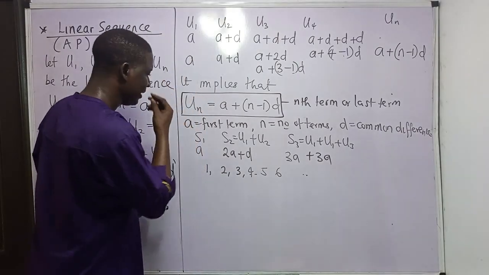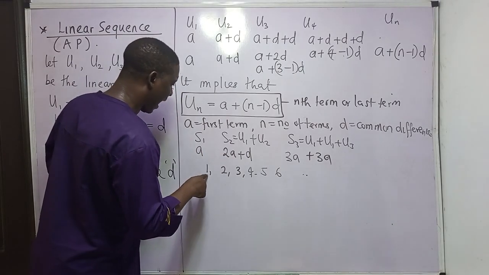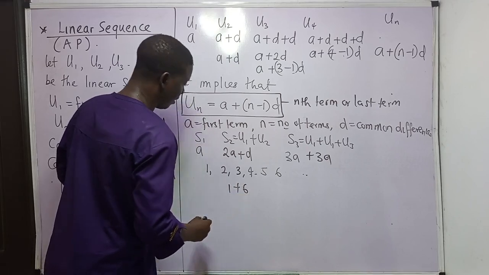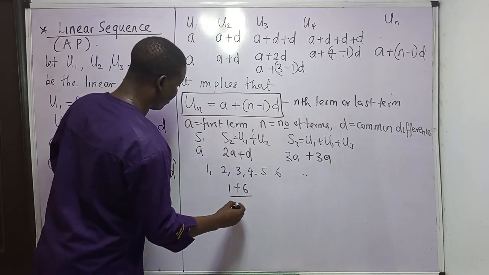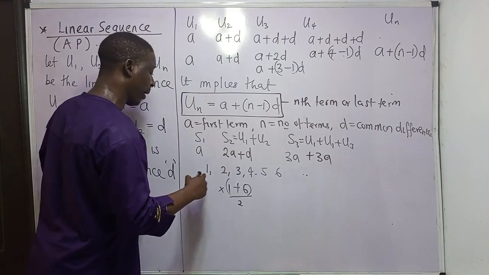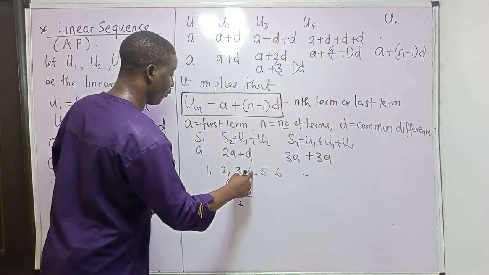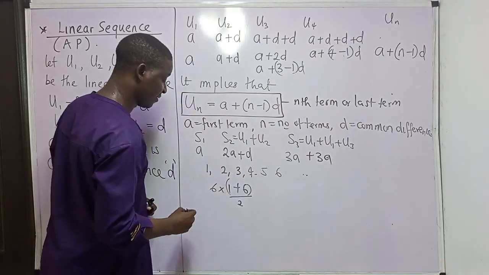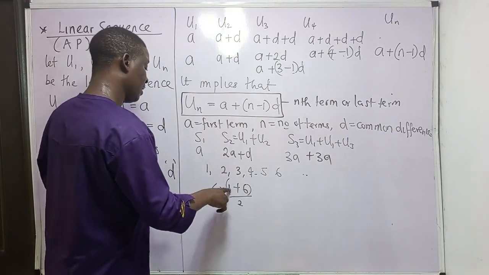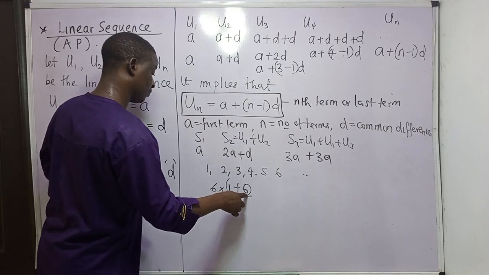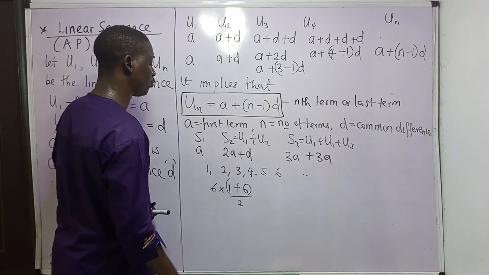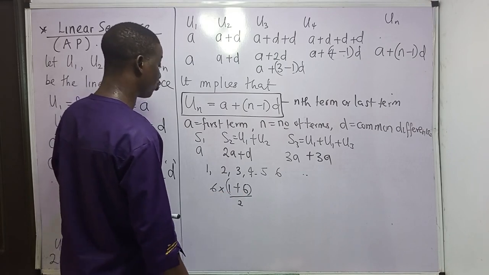Now if I add 1 plus 6, divided by 2, and multiplied by the number of terms, how many do you have? 1, 2, 3, 4, 5, 6 terms, times 6. You are still going to have the same answer. For instance, 1 plus 6 is 7. 7 times 6 is 42. 42 divided by 2 is 21.